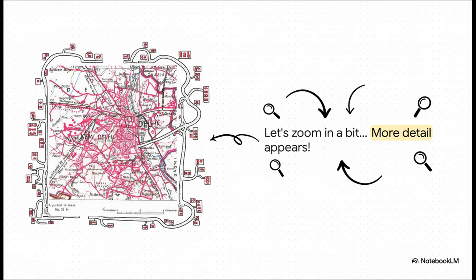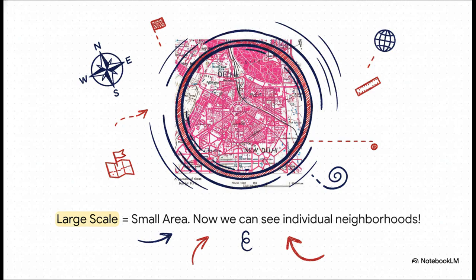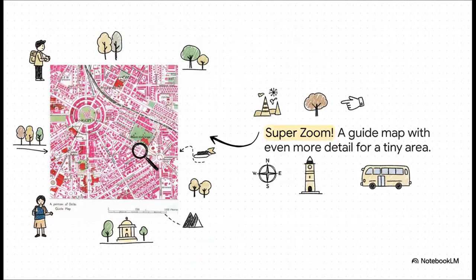The main roads and colonies are starting to pop up. And this is a perfect example of a large-scale map. Look at that. We've zoomed right into a very small area, just central New Delhi, but the detail is incredible. We can see Connaught Place, Parliament House, individual streets. Everything is crystal clear.